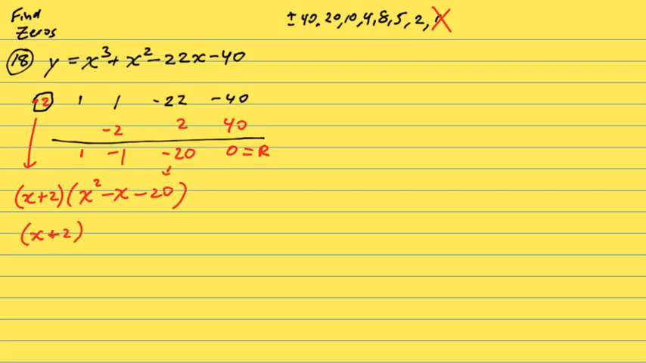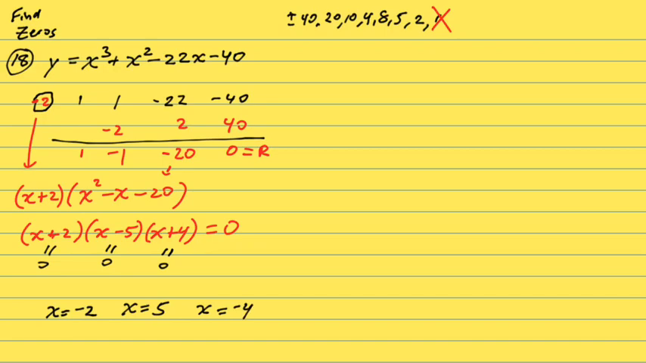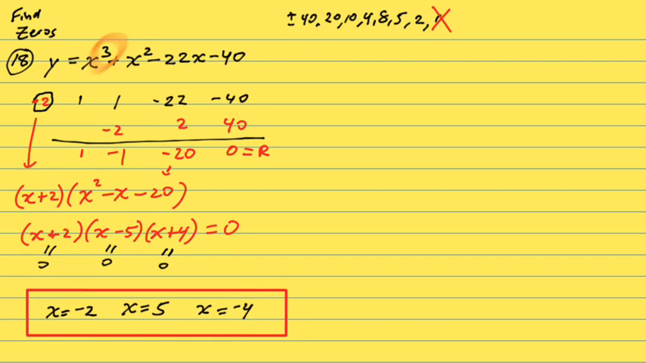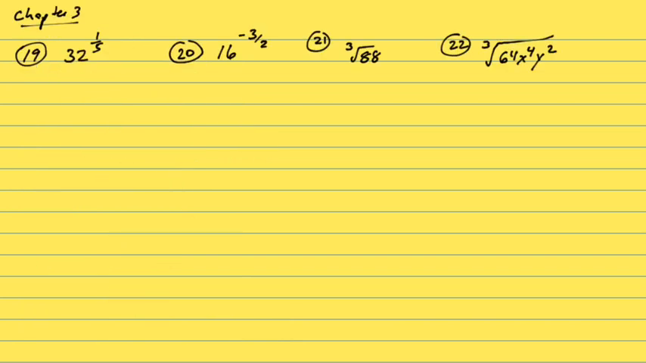Now, how does this factor? Factors of negative 20 that add to negative 1 would be negative 5 and positive 4. Making each of these equal 0 should give me solutions of negative 2, positive 5, and negative 4. You'll notice the maximum number of solutions, or zeros, should correspond to the degree of the polynomial. So I have 3 solutions on 18.